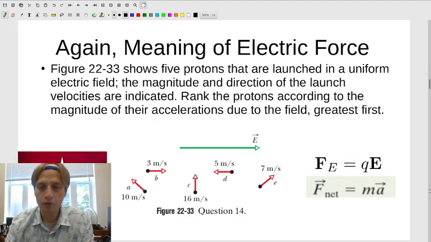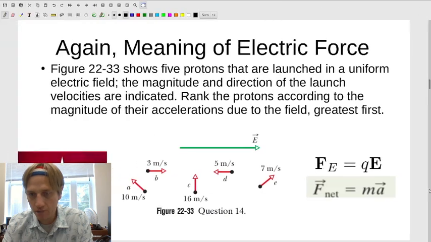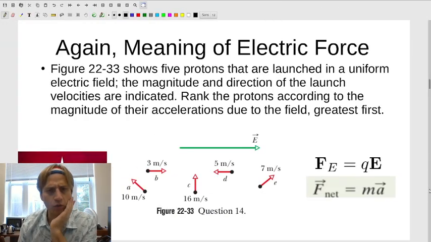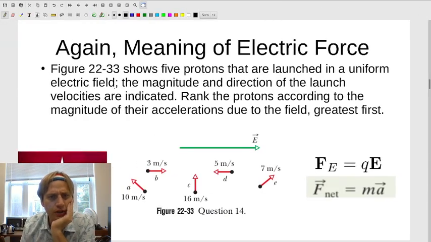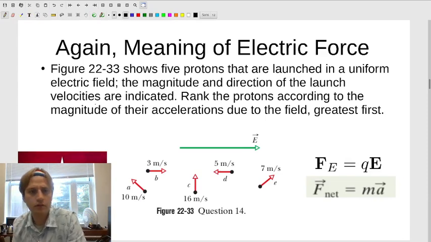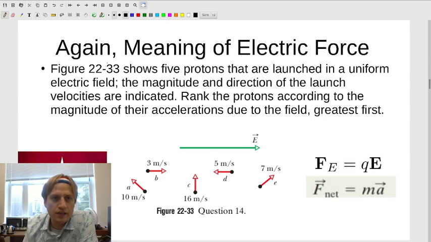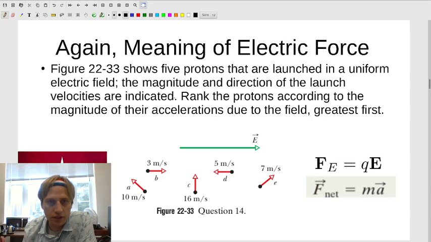Now, if you want to see another qualitative example of this, here's another question from the book. It says, what if we have 5 protons that are launched into a uniform electric field? The magnitude and direction of the launch velocities are indicated. Rank the protons according to the magnitude of their accelerations due to the field, greatest first.